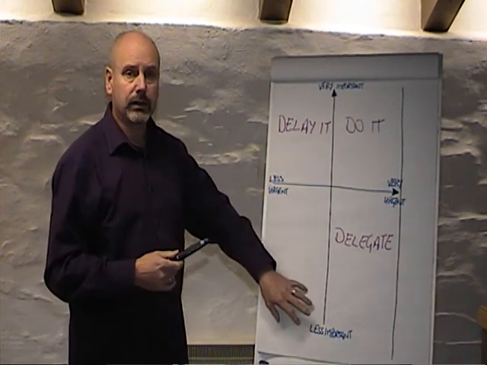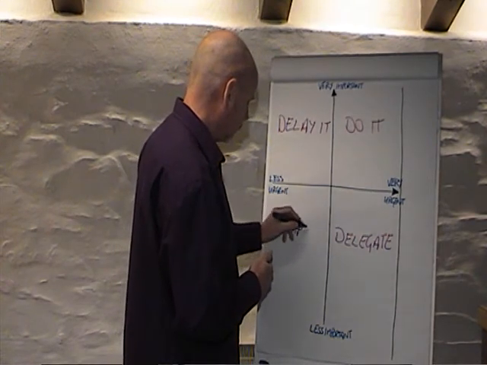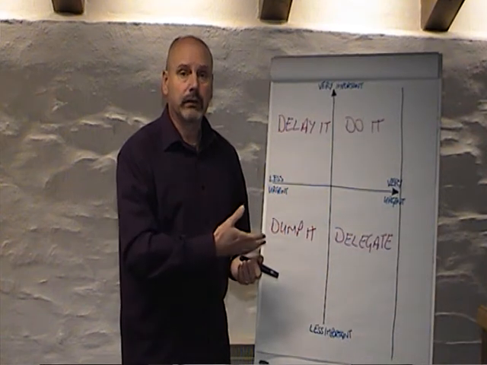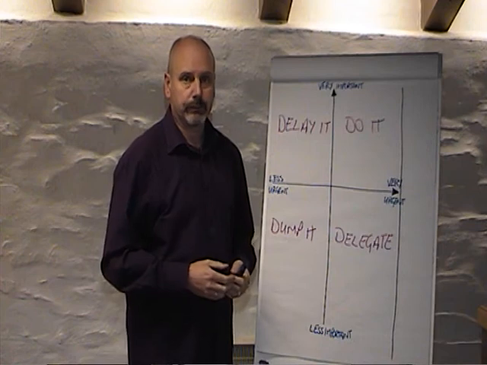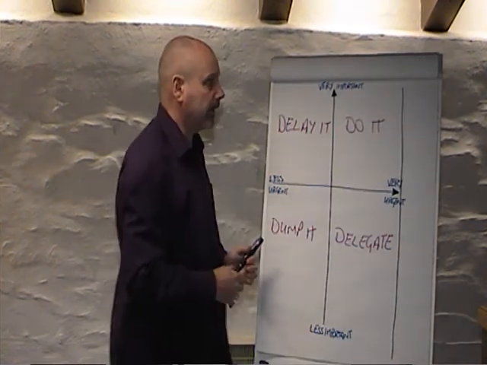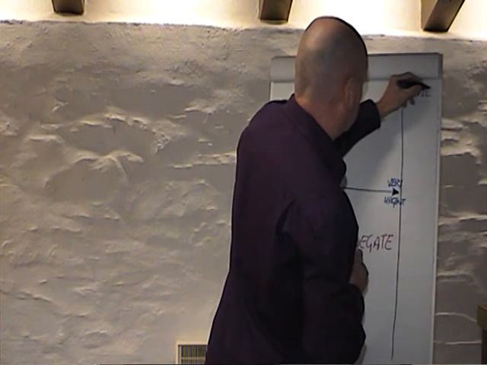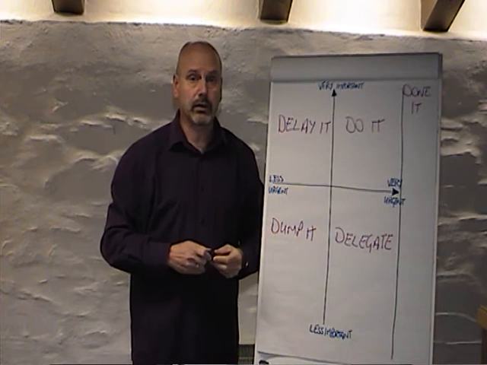Jobs that are less urgent and less important, that's the task that you should dump. You don't need to do it. If it's not urgent and it's not important, then why are you doing it? The final column here is reserved for the jobs that you have actually done.